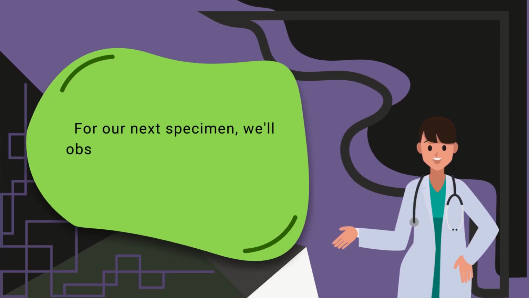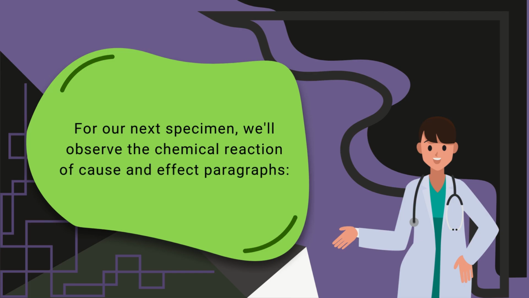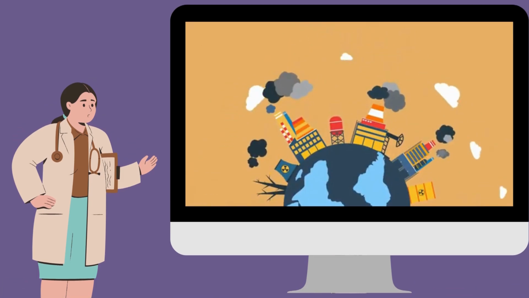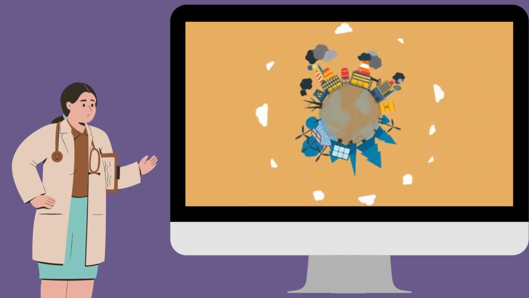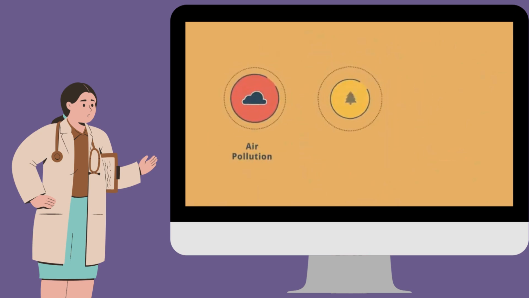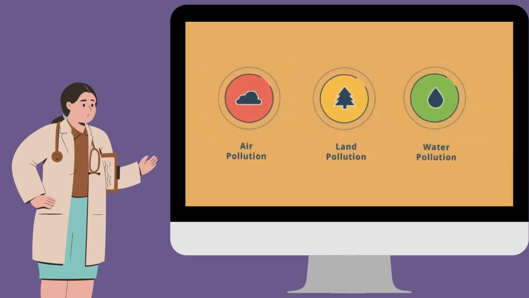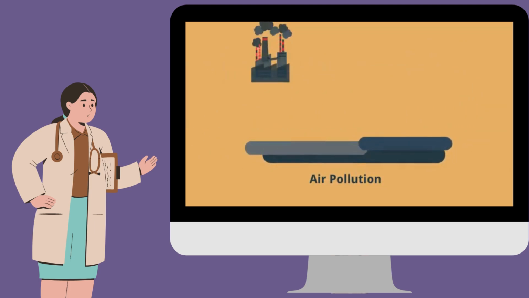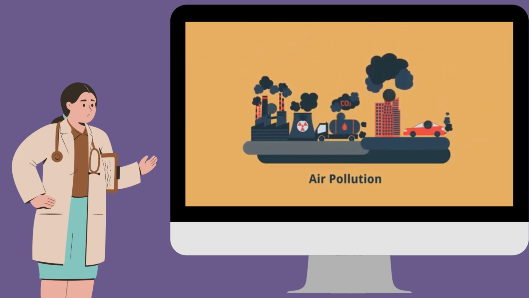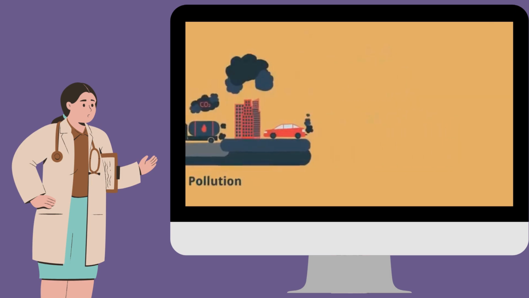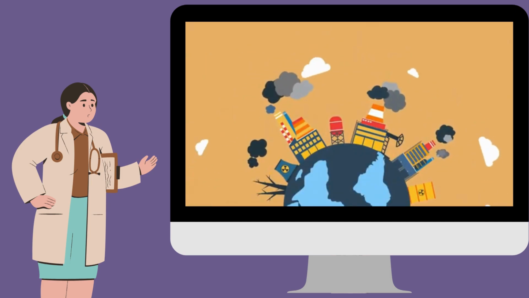For our next specimen, we'll observe the chemical reaction of cause and effect paragraphs. Air pollution is one of the most significant ecological concerns in our atmosphere. When industrial facilities release particulate matter and volatile organic compounds into the air, it triggers an inflammatory response in the human respiratory system, leading to bronchial disease.